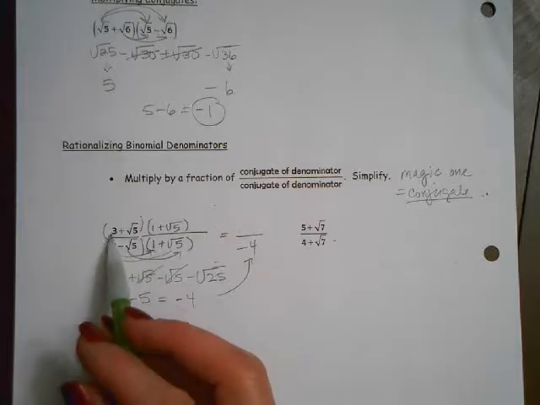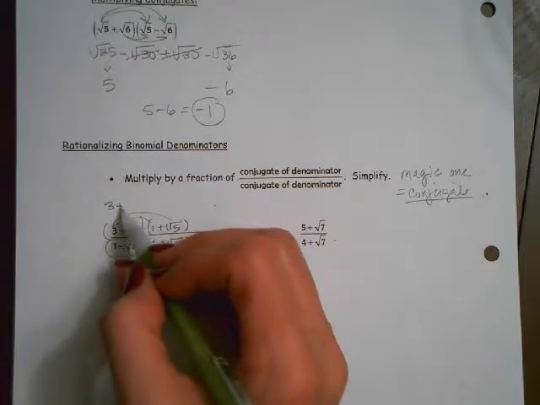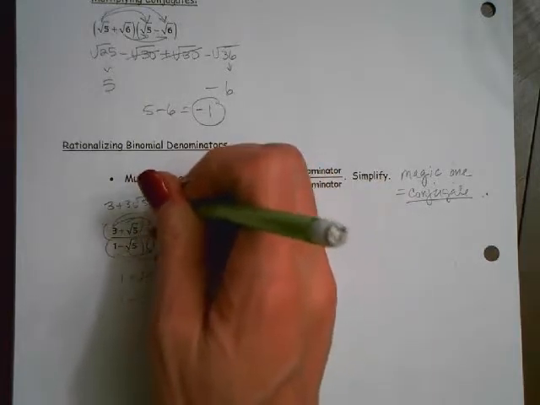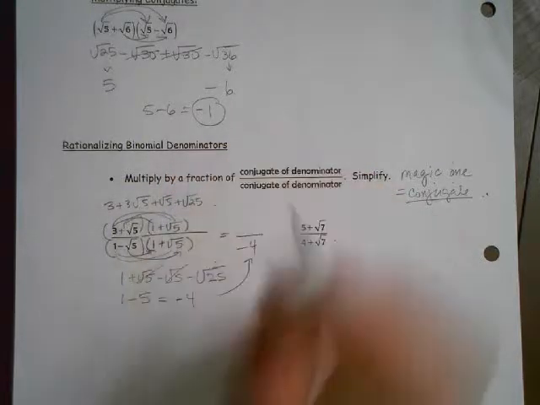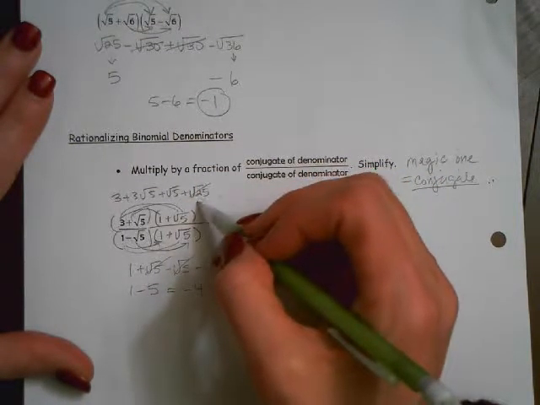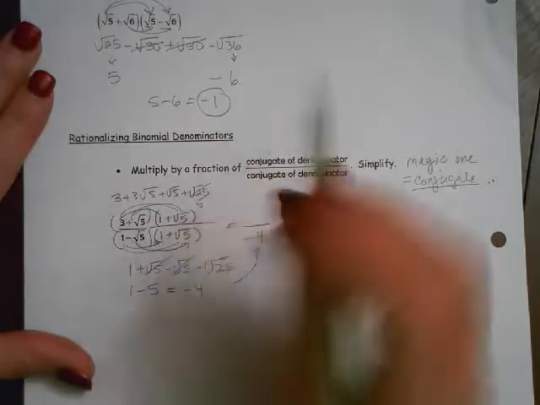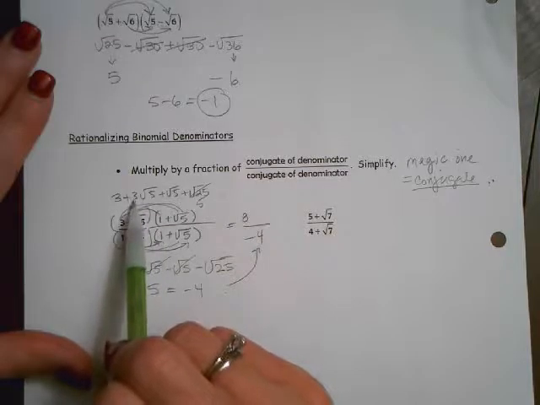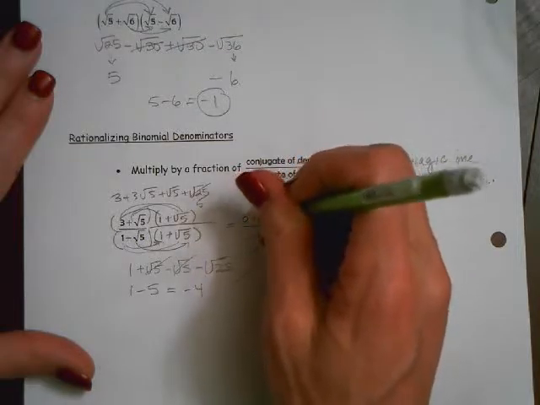My top here is going to be 3 times 1, which would be 3. 3 times the square root of 5, which is plus 3 square roots of 5. I have a square root of 5 times 1, which is plus the square root of 5. And the square root of 5 times the square root of 5, which is plus the square root of 25. Okay? Well, the square root of 25 is actually 5, right? So this can just be 5. So if I combine my like terms, I can take my constants, which is 3 plus 5, and I'm going to get 8. And then I take my radical expressions, which is 3 square roots of 5 and a square root of 5, so it's 3 plus 1, and you have plus 4 square roots of 5.